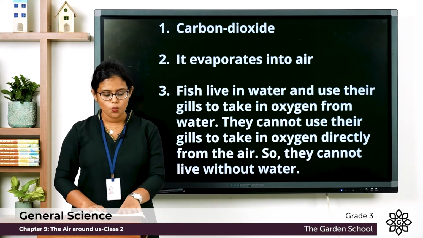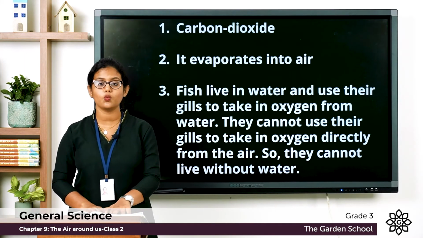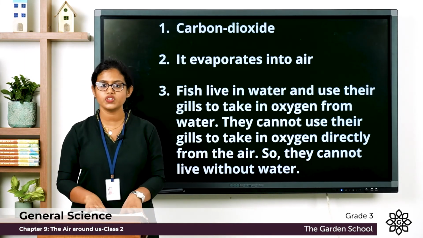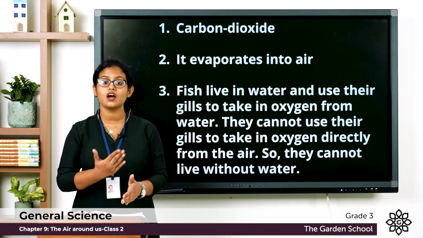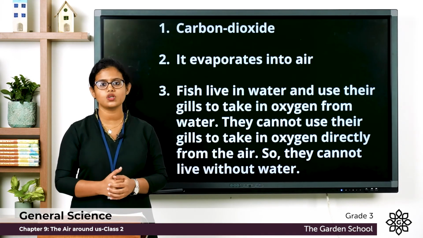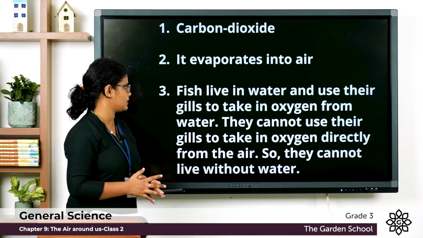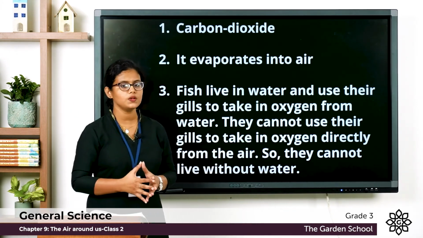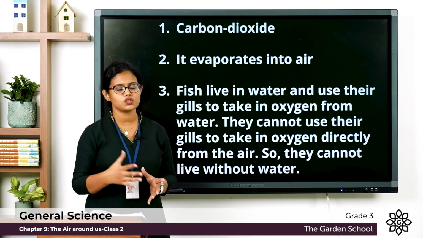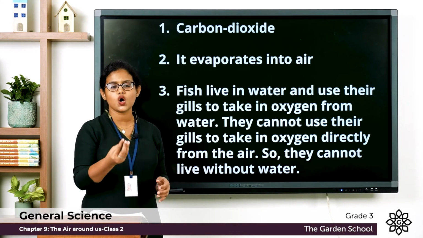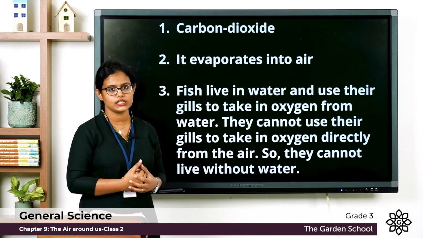Third one. Why can't fish live without water? So where do fish live? They live in water. So the question is, why can't a fish live without water? So let's see the answer. Fish live in water and use their gills to take in oxygen from water. So they take in oxygen which is dissolved in water through their gills.